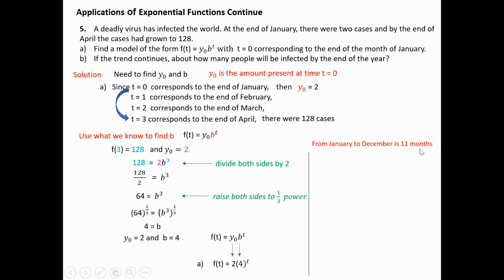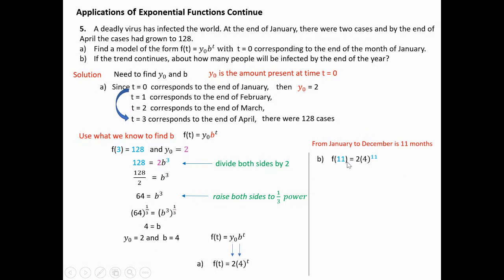So from January to December, it's going to be 11 months, right? Because it's saying that it's at the end of January is when it started. So then for B, we want to see by the end of the year. By the end of the year means by the end of December. So it's going to be 11.